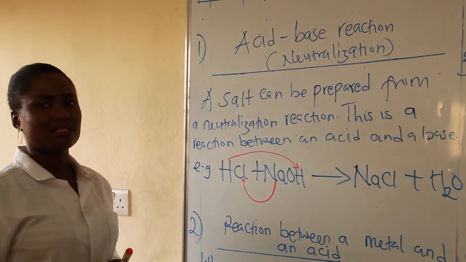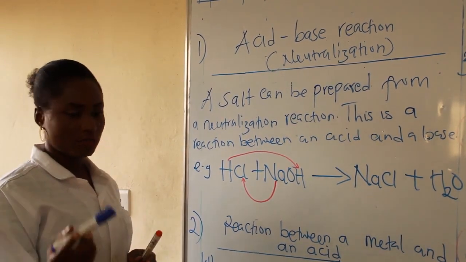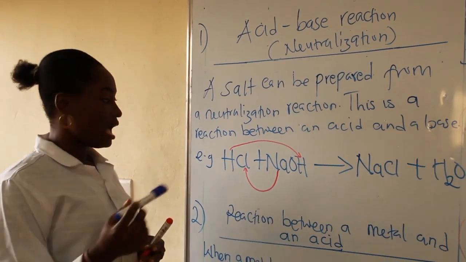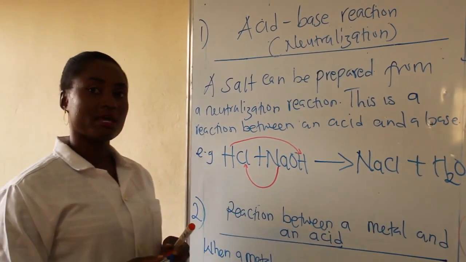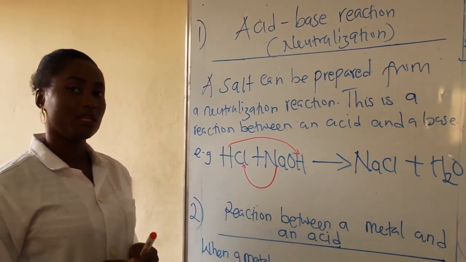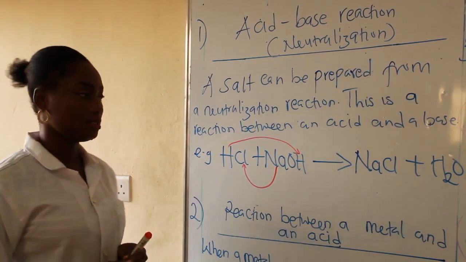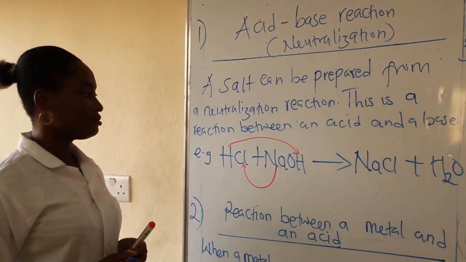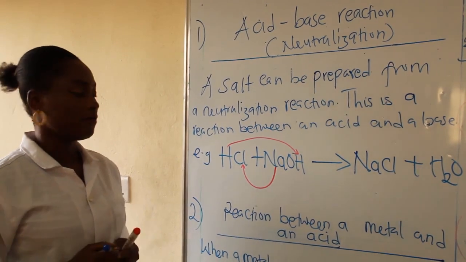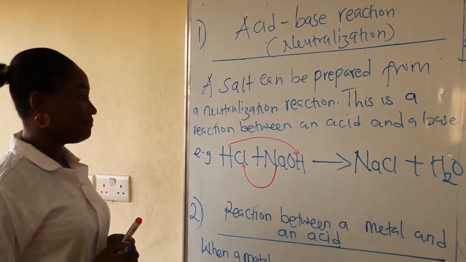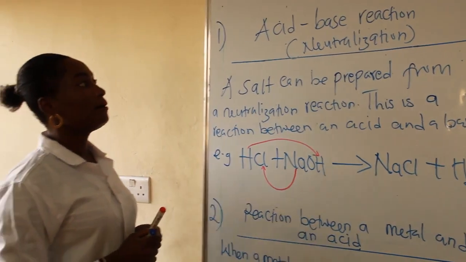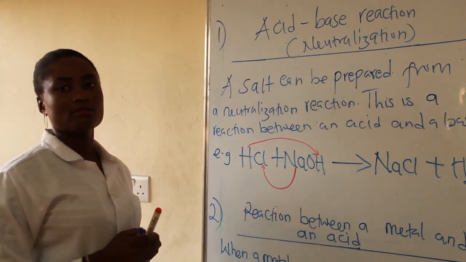You can use any acid and any base of your choice. Just try it. You can pause this video and do it yourself. You can use H2SO4 or HNO3 with other types of base to react together to form the salt of your kind. Okay, so that is the first way of preparing salt.